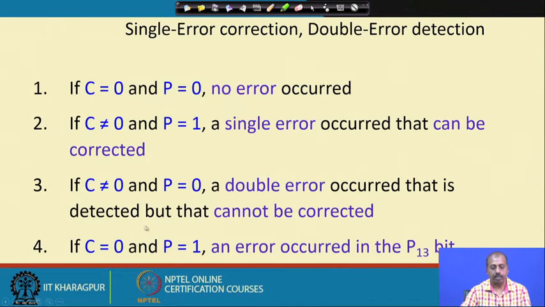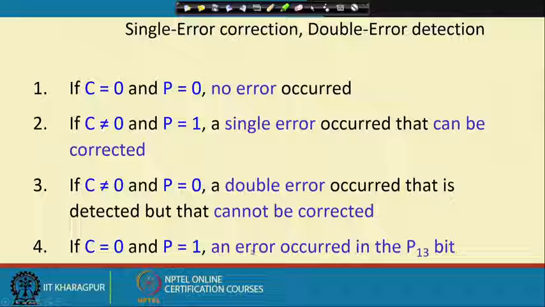In that case we can have different situations. C equal to 0, P equal to 0: no error has occurred. C not equal to 0, P equal to 1: a single error has occurred and that can be corrected. If C not equal to 0 and P equal to 0, then a double error has occurred; it can be detected but cannot be corrected. If C equal to 0 and P equal to 1, the error occurred in the P13 bit. So, these are the inferences from the C and P bits. Again, it is not possible to prove these results in our class. I will suggest that you look into some discussion on coding theory for more details about this type of coding.